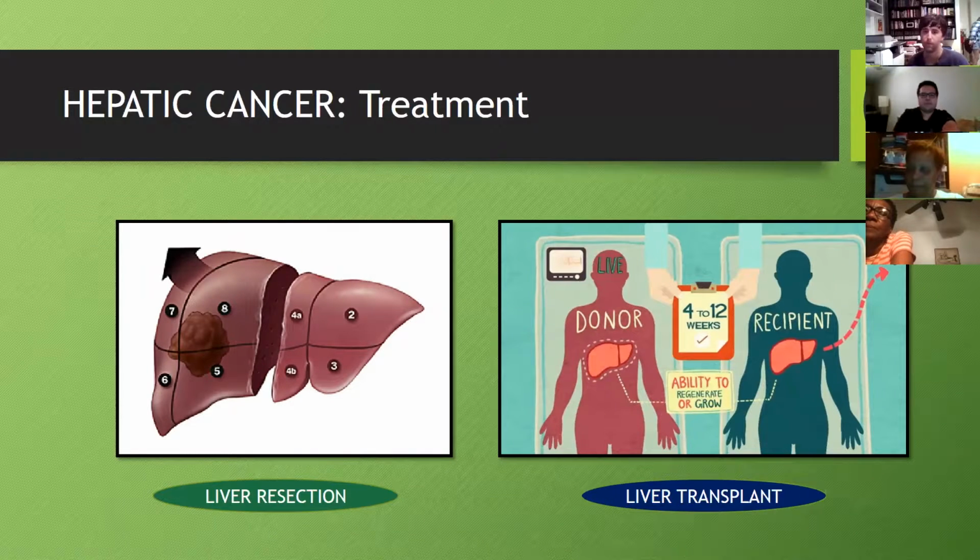We have just 2 treatments. One of those is liver resection, and the other one is liver transplant. You will not always need a liver transplant when you have hepatic cancer. Liver transplantation is just for patients that are not suitable for resection. When patients have sufficient hepatic function and just a solitary tumor, they can have liver resection as a treatment.